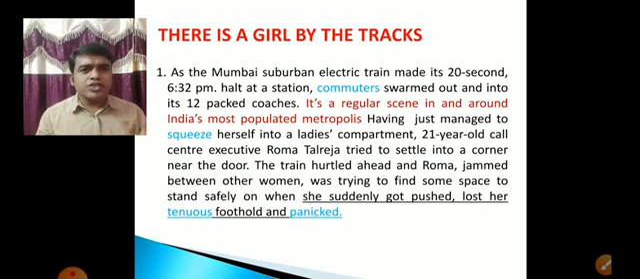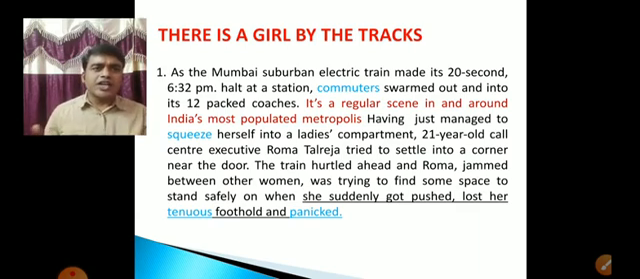Having just managed to squeeze herself into the ladies' compartment, 21-year-old call center executive Roma Talreja tried to settle into a corner near the door. The train hurtled ahead and Roma, jammed between other women, was trying to find some space to stand safely, when she suddenly got pushed, lost her foothold and panicked.